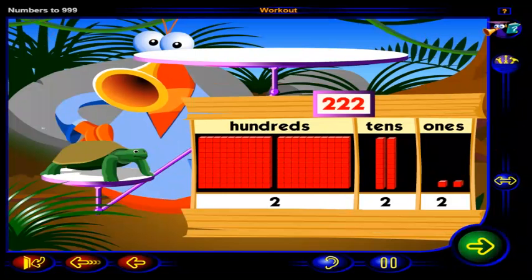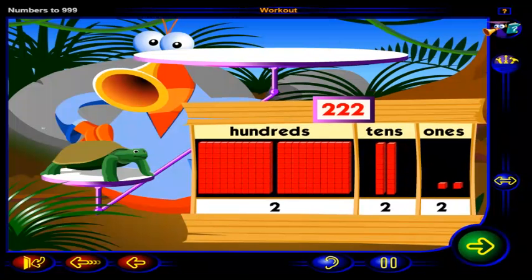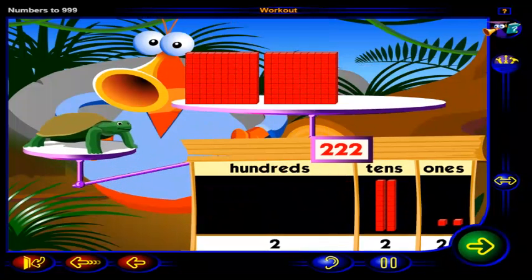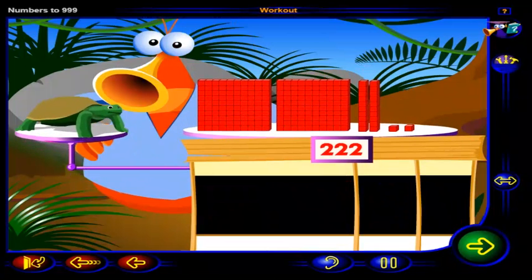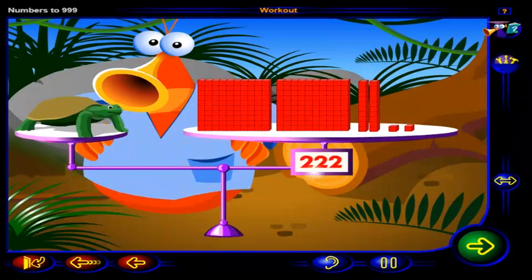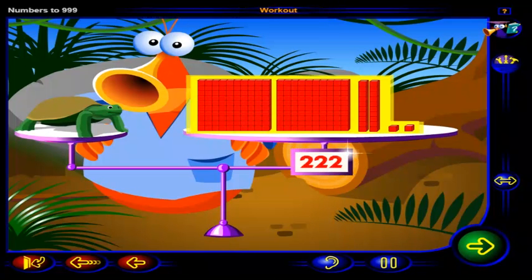Let's put the blocks back on the scale. Click on the blocks. 2 hundreds, 2 tens, and 2 ones is 222. So you need 222 blocks to balance the tortoise.